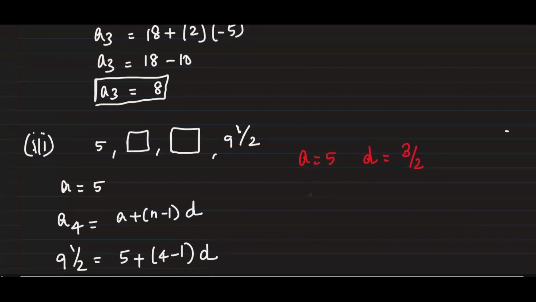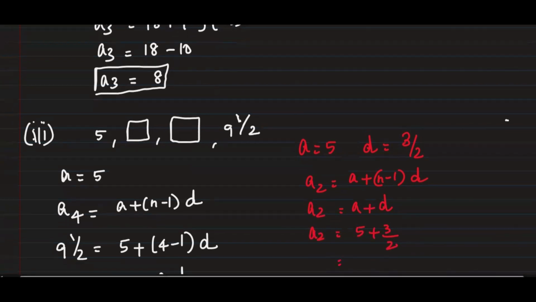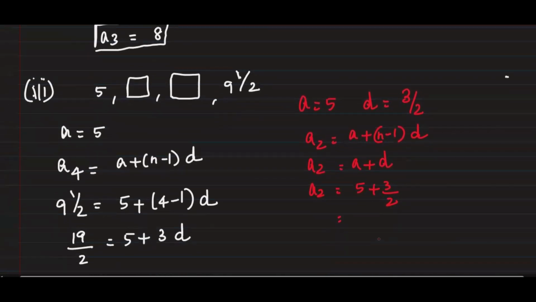So basically second term A2. So A2 is equal to A plus n minus 1 into D, which is nothing but A plus 2 minus 1 will become again 1 only. So A plus D. So A2 is equal to A plus D. A is 5. So 5 plus 3 over 2. When you simplify this one, take a LCM. So 2, then 10 plus 3, which is equal to 13 over 2. So value of my second term will be 13 over 2.